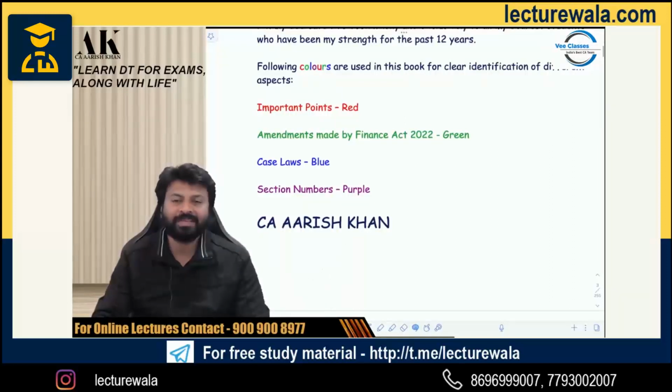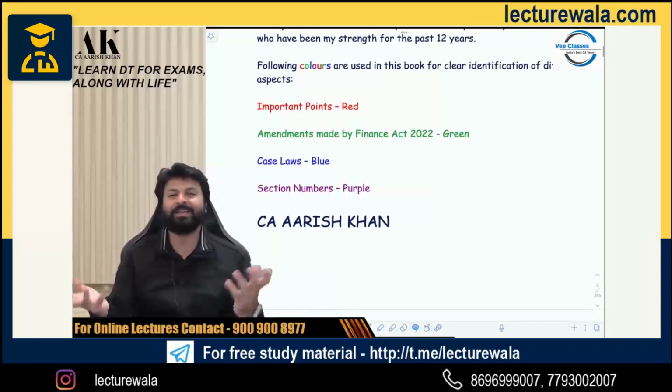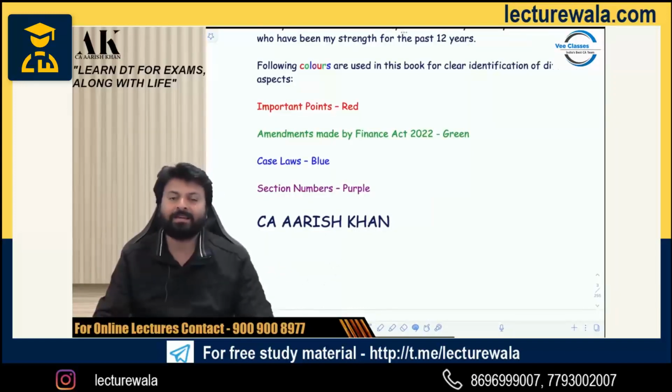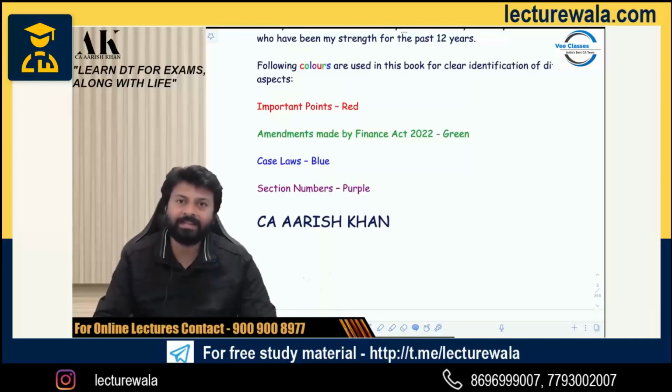Section numbers are colored in purple, so that if a student wants to remember a section number, they can definitely remember it. And the main content is given in black. So black is the main content. In that, red tells you the important points so that you can refer to that and revise very fast. And the rest of the colors will give you different identification of different aspects. This is how we have designed the book.